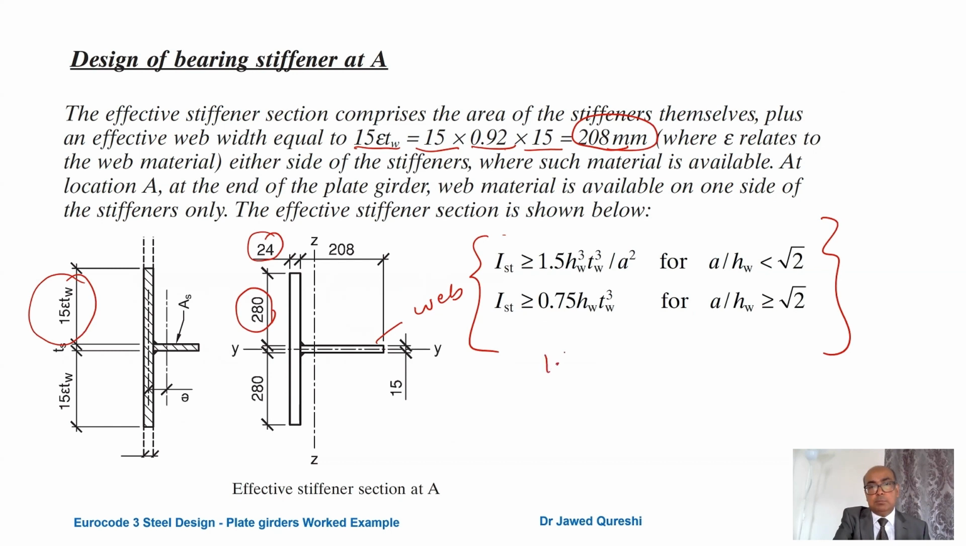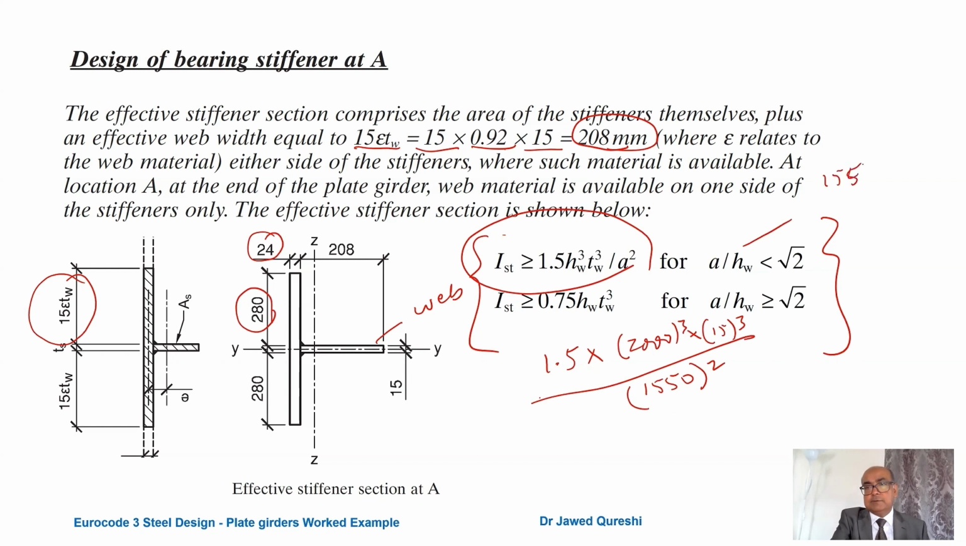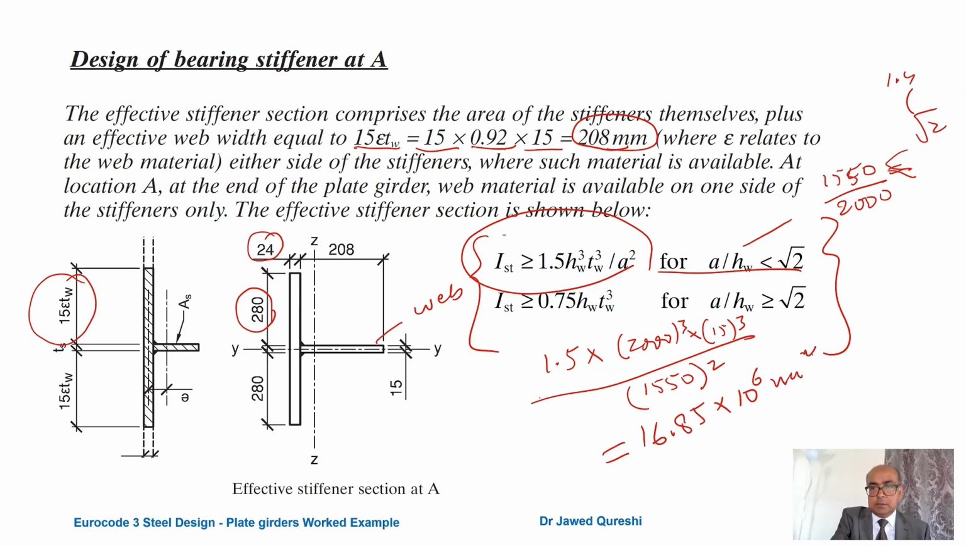If we put this 1.5 into HW, which is 2000 cube into 15 cube divided by A for this panel is, I think, 1550 square. We'll be using this top one as 1550 divided by HW, which is 2000. It comes out to be less than 1. This is certainly less than under root 2. Under root 2 is 1.4. So that's why we're using the top formula. We're getting 16.85 into 10 raised 6 millimeter power 4.